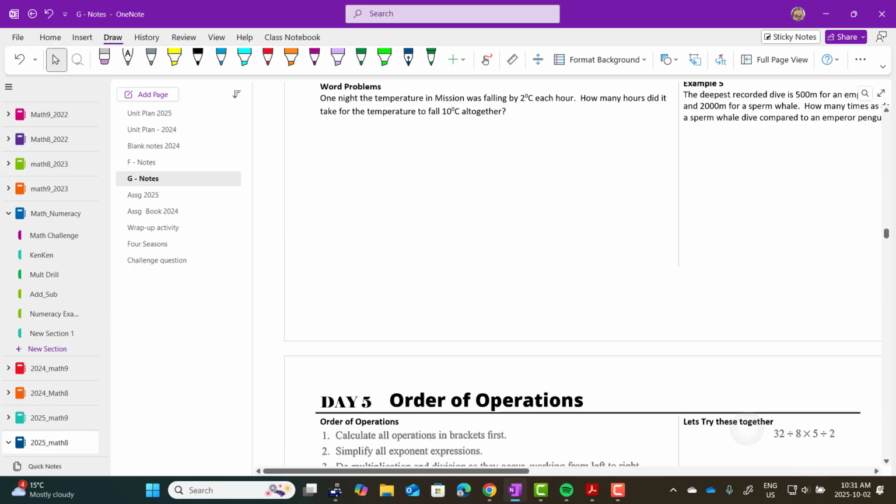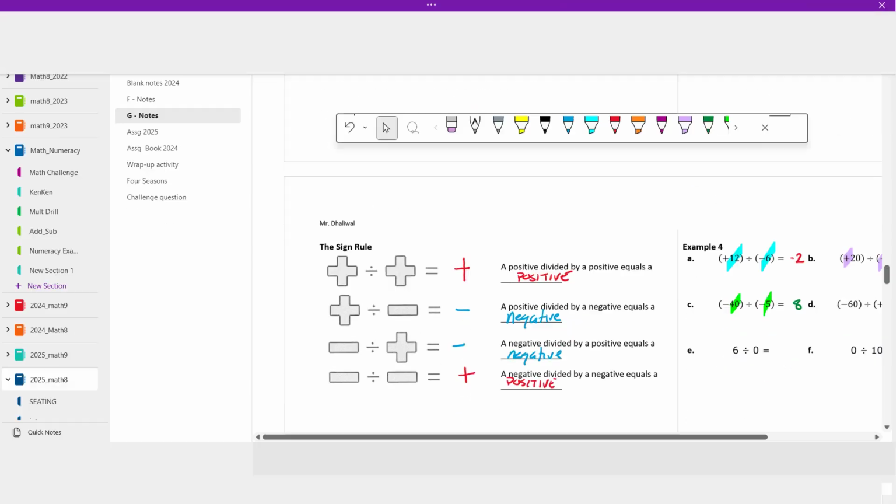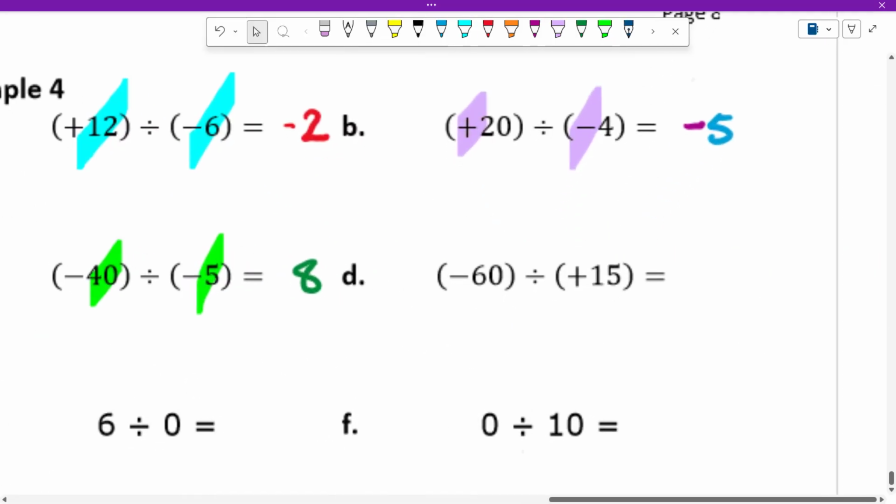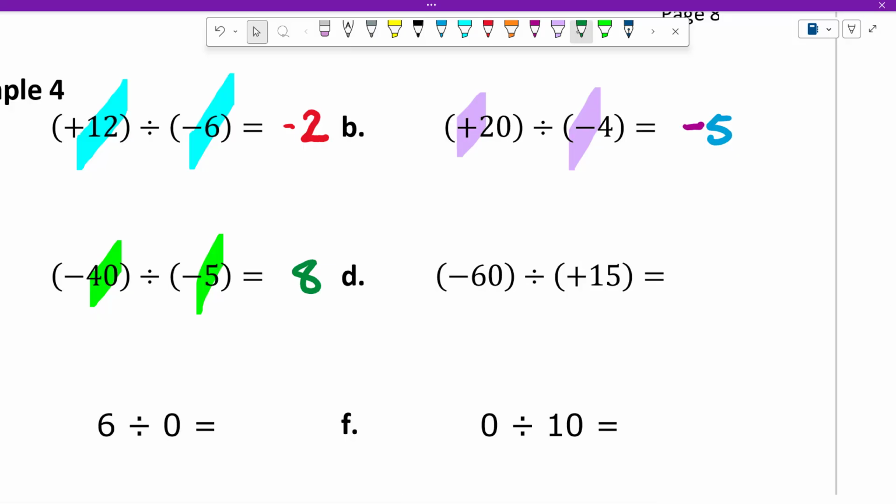So now, positive or negative? Positive, two negatives make a positive, done. Remember, if it's positive, you don't have to show me the plus sign. I prefer actually if you don't. It kind of gets in the way.